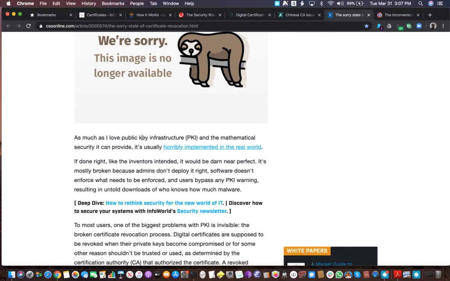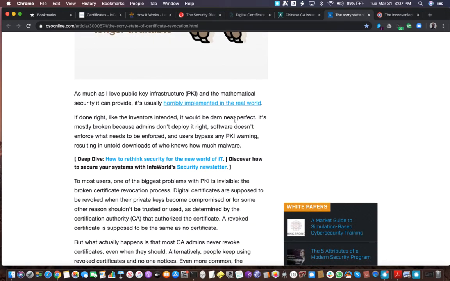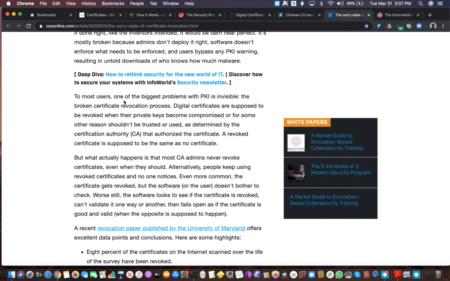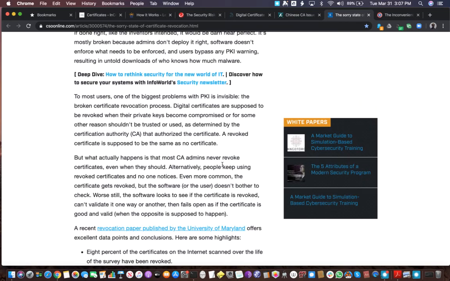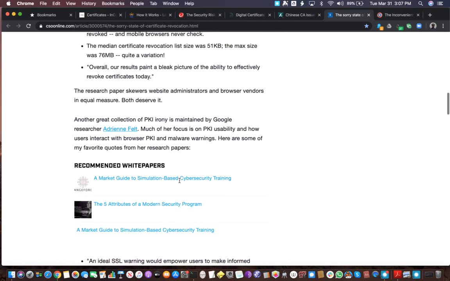And this person says, as much as I love the PKI, the mathematical security you can provide is horribly implemented in the real world. And it says if done right, it will be damn near perfect, but it's broken for all kinds of different practical reasons. And talks about the broken certificate revocation process. That's exactly what we've been looking at, how hard it is to revoke certs. Most CA admins never revoke certs even when they should. People keep using revoked certs and no one notices, right? They're not checking the CRLs or whatever. And it goes on with this long list of problems.